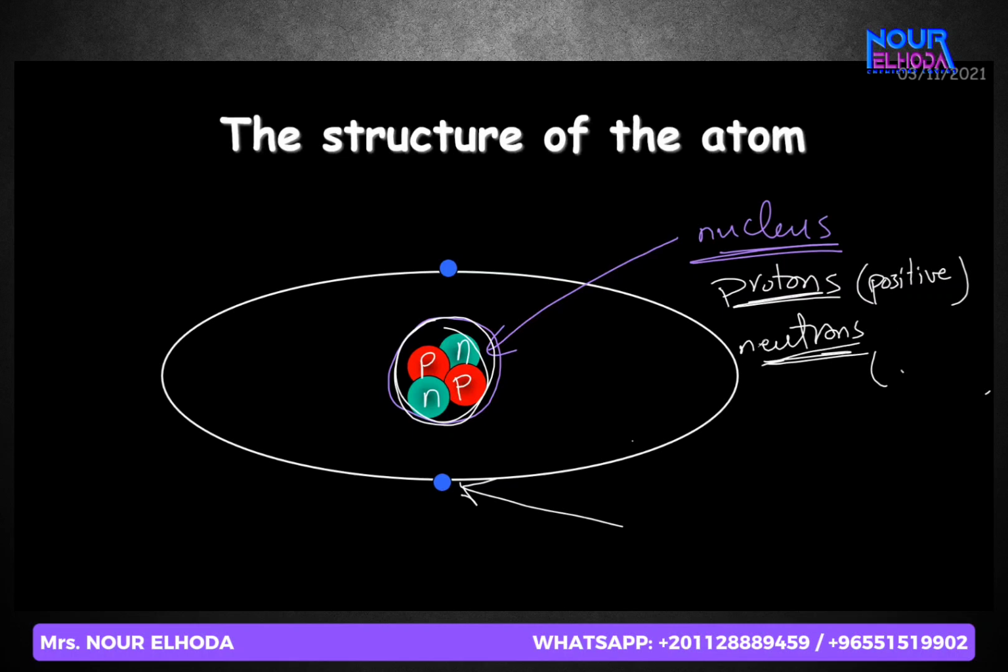It's coming from the word itself. Neutrons means neutral. What do I mean by neutral? They don't have any charge, no charge.